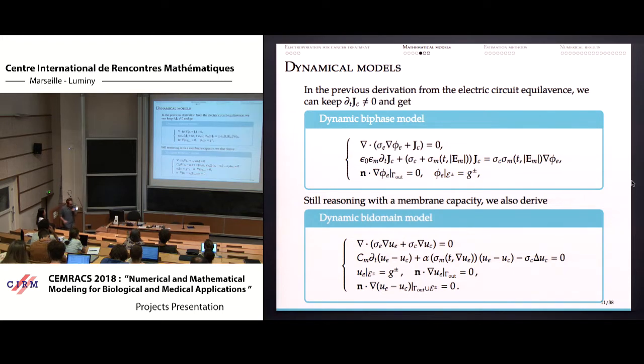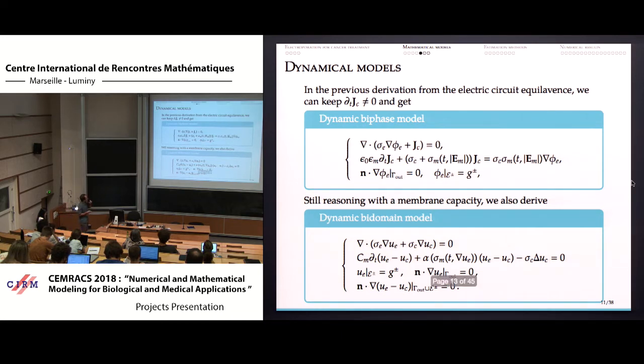This is interesting. Classically, what has been done in electroporation is only considering static models because they are simpler and we have much fewer parameters. But now we have access to complete chronograms of the intensity. So we have much more chance of capturing the fine dynamics of the electroporation by using these models.